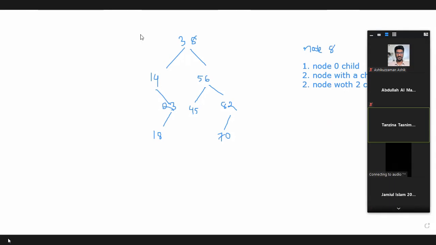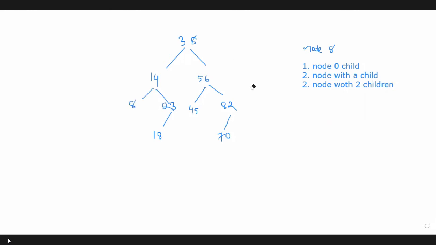Okay, but now the second case is when the node has 1 child. Suppose 23. Now we want to delete 23. So how can we delete that node? After deleting 23, where can we insert its left child 18? After deleting that node, its left child should be added in the left subtree or right subtree of 14, because 14 is the parent node of 23.